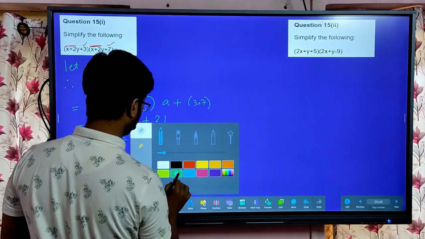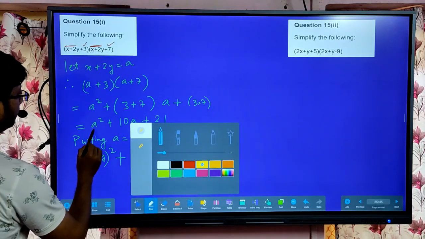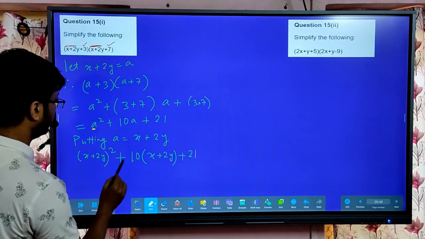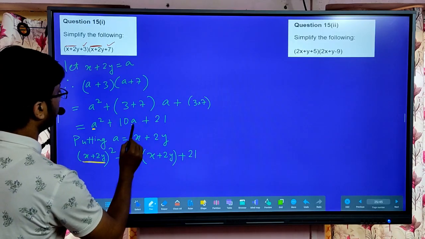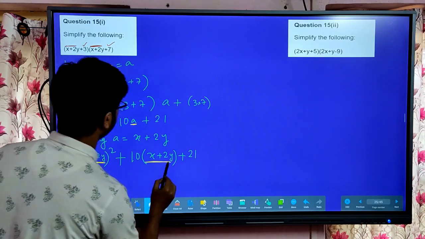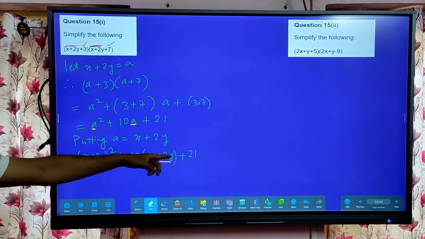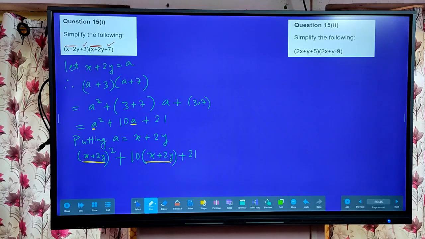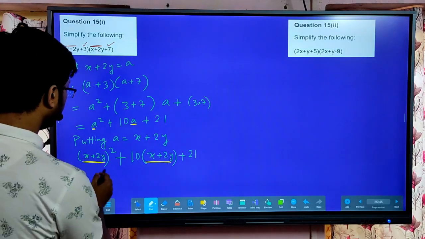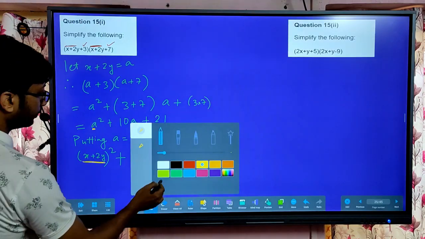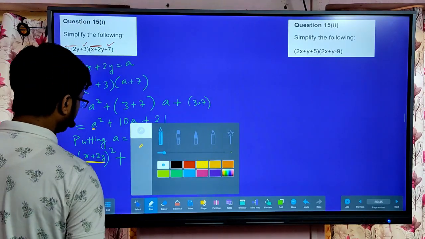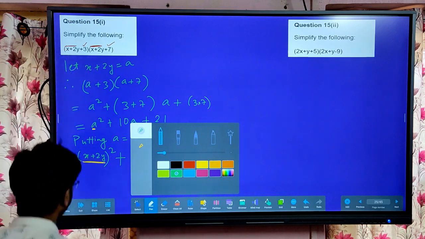You see, I have written in place of a, I have written this one. In place of again a, I have written this one. A square plus 10a plus 21. Understood? Okay. So you have to expand this using the whole square formula. Let's see what the expansion will be.